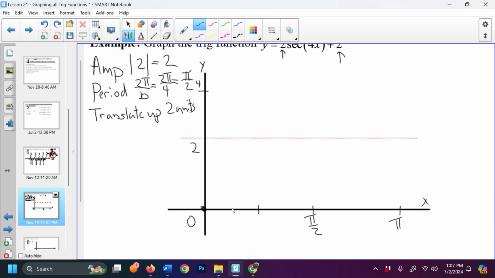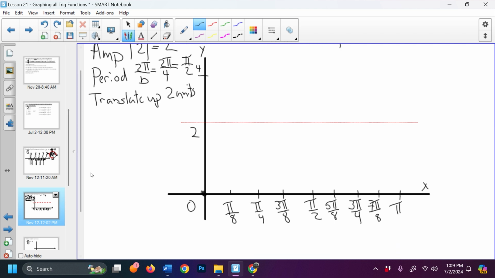Let's make our quarter turn marks, and we'll do it on both of them. Halfway between pi over 2 and 0 is pi over 4. Halfway between 0 and pi over 4 is pi over 8. And so we're counting by pi over 8. So I have 1 pi over 8. 2 pi over 8 is pi over 4. 3 pi over 8 does not reduce. 4 pi over 8 reduces to pi over 2. 5 pi over 8 does not reduce. 6 pi over 8 reduces to 3 pi over 4. 7 pi over 8 does not reduce. And then 8 pi over 8 reduces down to pi. Now I need to move this down a little bit so that we can see it.